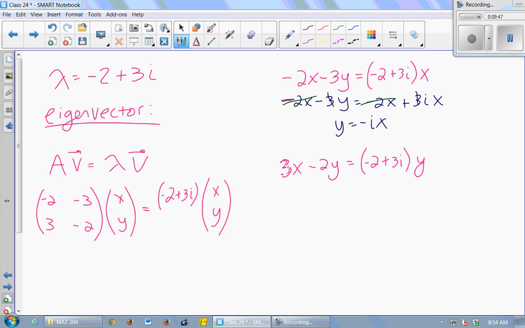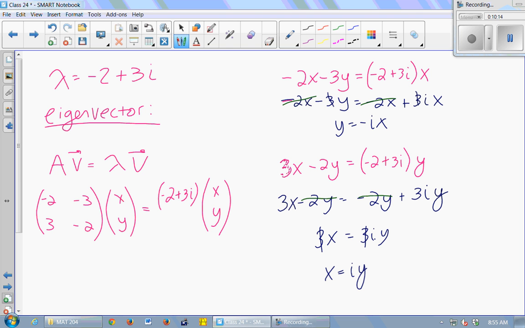Let's see what happens when I use the other one. 3x minus 2y equals negative 2y plus 3iy. The two y's cancel. And I get 3x equals 3iy. The 3's cancel. And I get x equals iy. Another equation. Or y equals x over i.